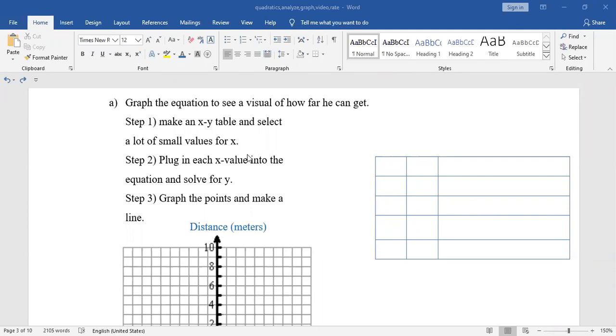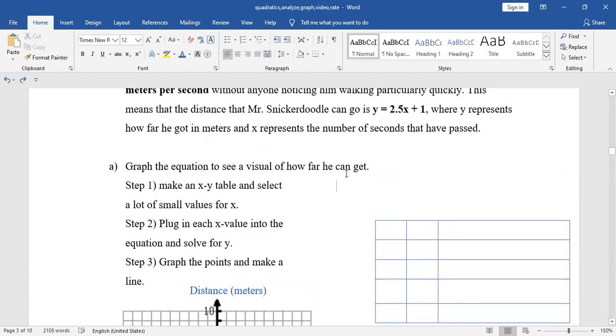Okay, so let's take a look at what the graph of the equation looks like. Graph the equation to see a visual of how far he can get. So I'm going to just write the equation that is in the problem so that we can have something to look at that we know that we're focusing on.